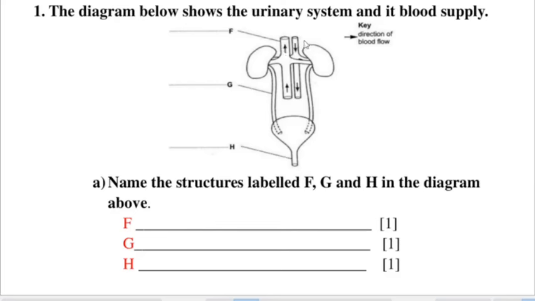Then right here on the right hand side we have the aorta. This aorta is taking oxygenated blood from the heart to the rest of the body. Then G right here we have the ureter. H we have the urethra. So to answer this question, on F we have the vena cava, on G we have the ureter, on H we have the urethra.